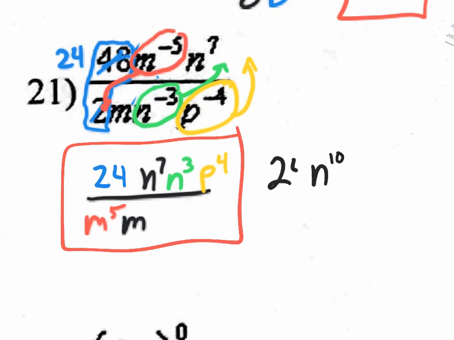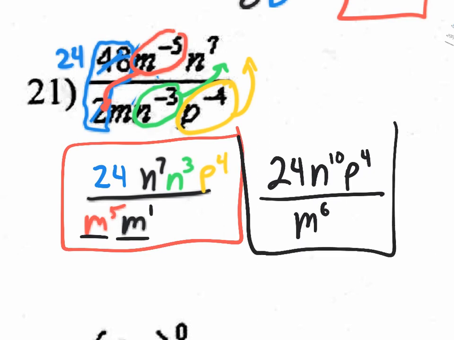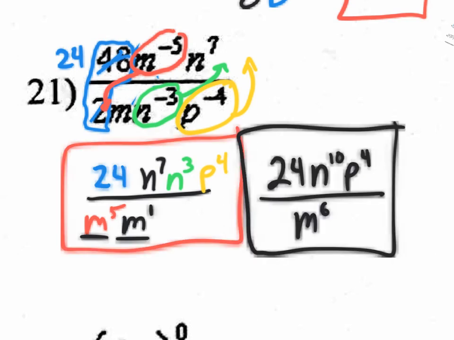I still have 24 out here. I have the p to the 4th over here. And on the bottom, I could also do what? M to the 6, because m to the 5th times m to the 1, add the exponents, m to the 6. Ladies and gentlemen, that is your answer for number 21.